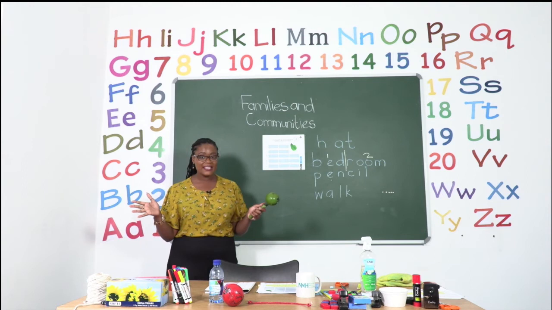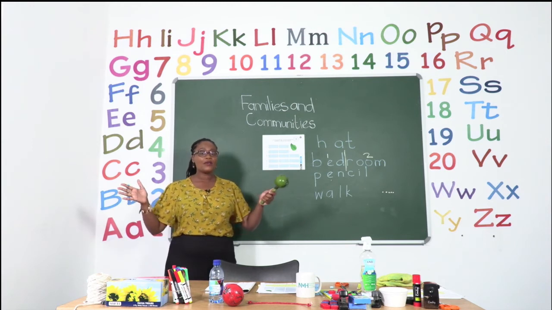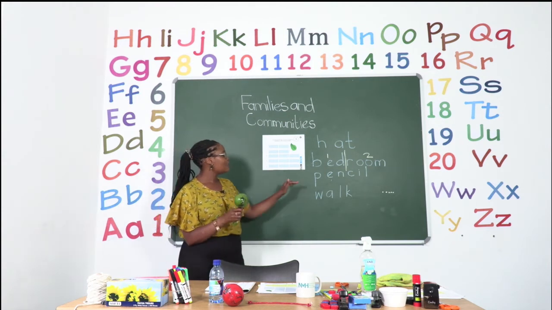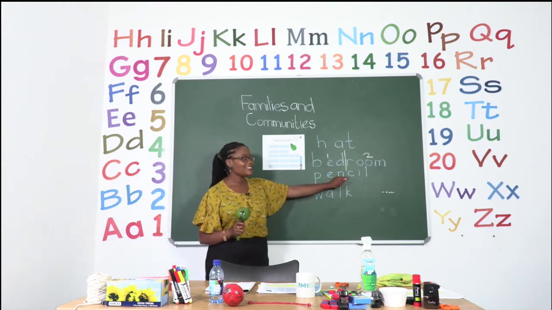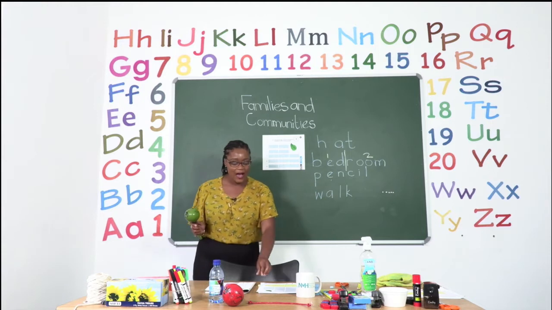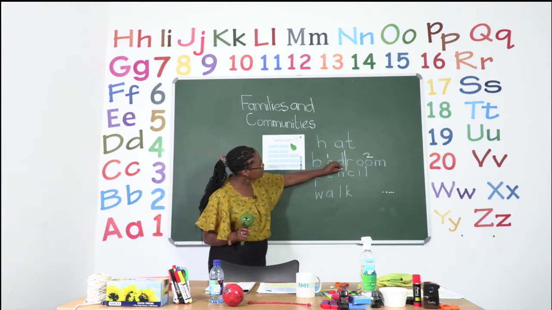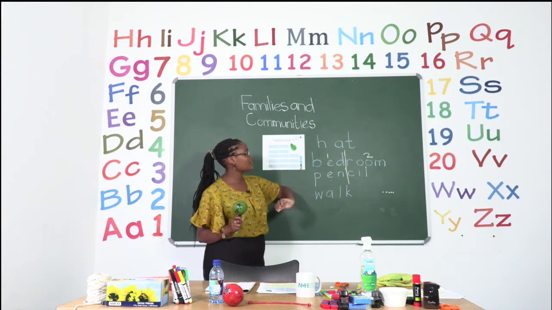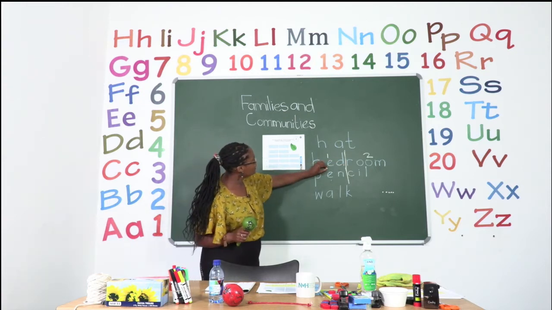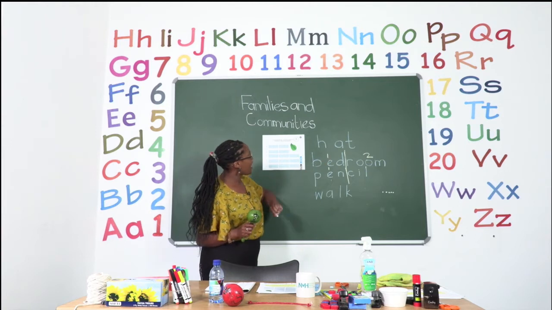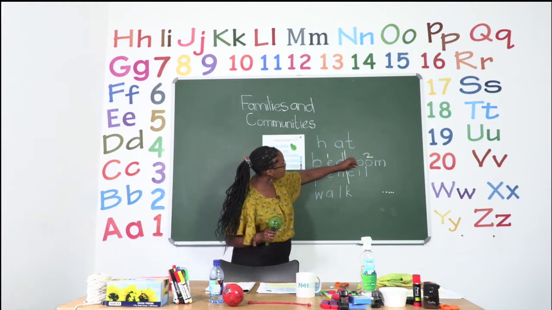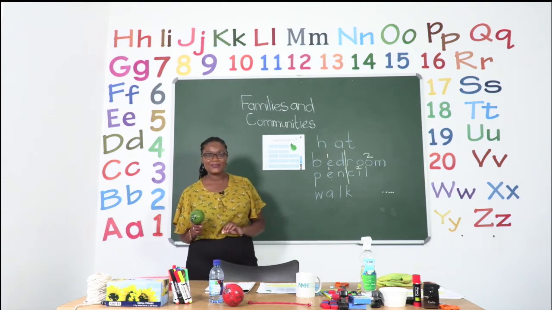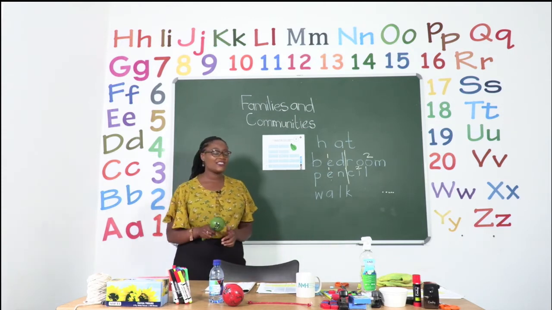Let's say it slower again whilst we're clapping. Let's go. Pencil. So it looks like we have pencil. I am going to put my line between the N and the C. Very good. And the first syllable is pen, and the second one is cil. So we have our two syllables. Well done. Let's try the last one.